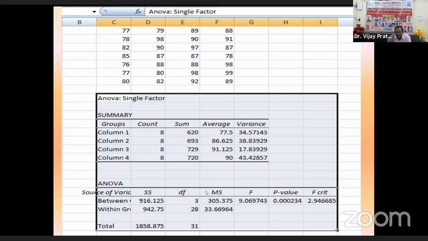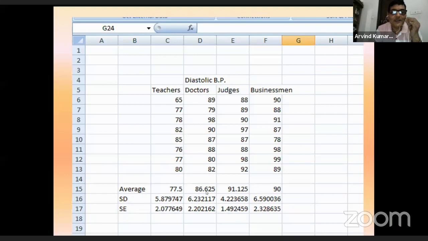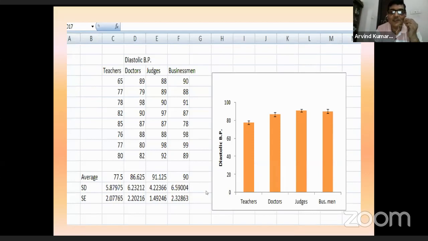So now again the same values are there. We have obtained the average diastolic blood pressure of these 4 different groups. Their SD values are there. The standard error value is obtained, and based on the average and standard error values, we can construct this bar diagram. In this bar diagram, you can see the average diastolic blood pressure of teachers, doctors, judges, and businessmen. And the standard error values are shown on the upper side.